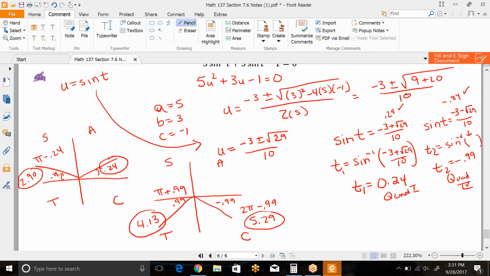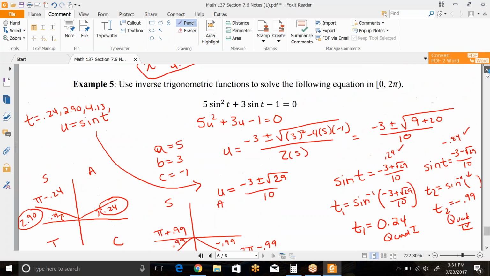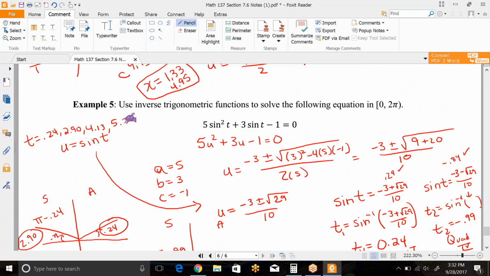The answers from least to greatest are 0.24, 2.90, 4.13, and 5.29. And remember, those are the radians of those angles. That's the radians as a real number. All right, so that was the last example in the notes, but there's one more I want to throw in.